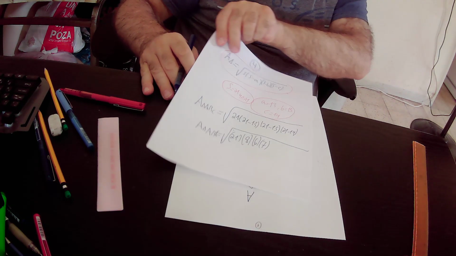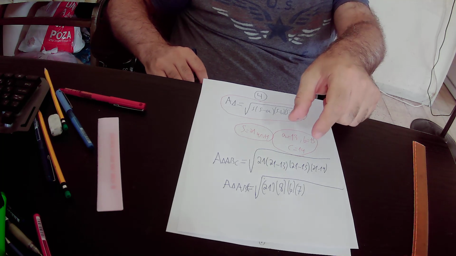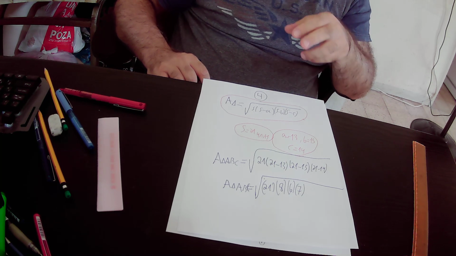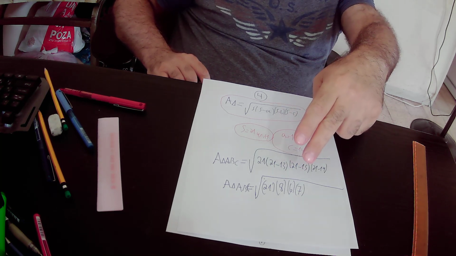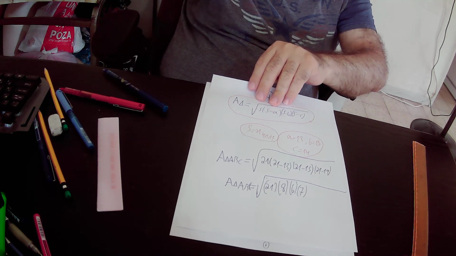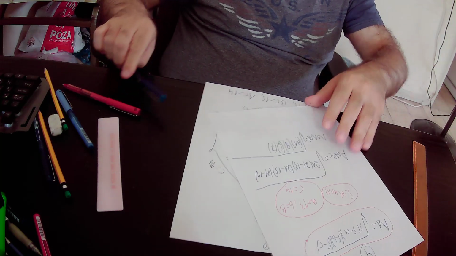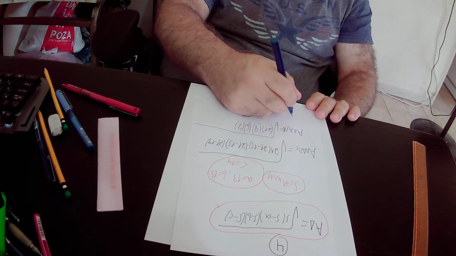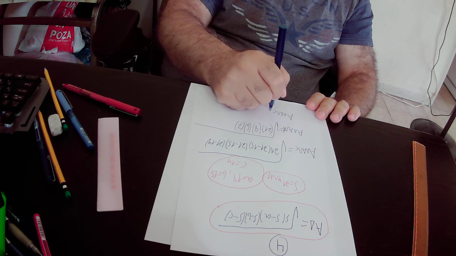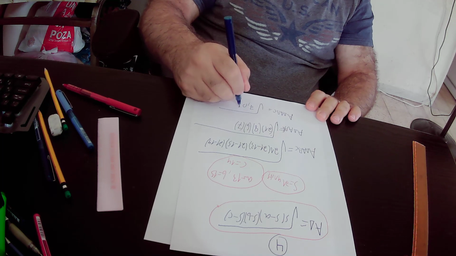So the area of our triangle ABC equals the root of this multiplication. Actually, the outcome of this multiplication is 7056. So the area of triangle ABC equals the root of 7056.